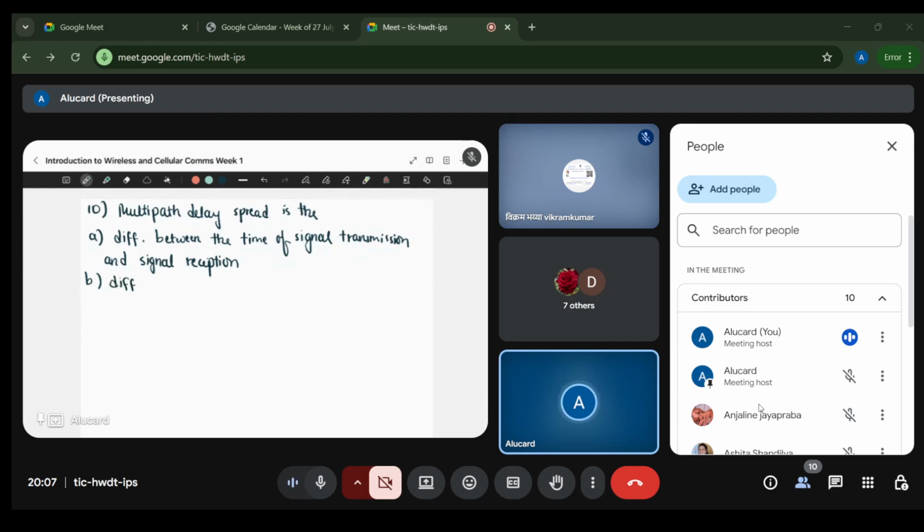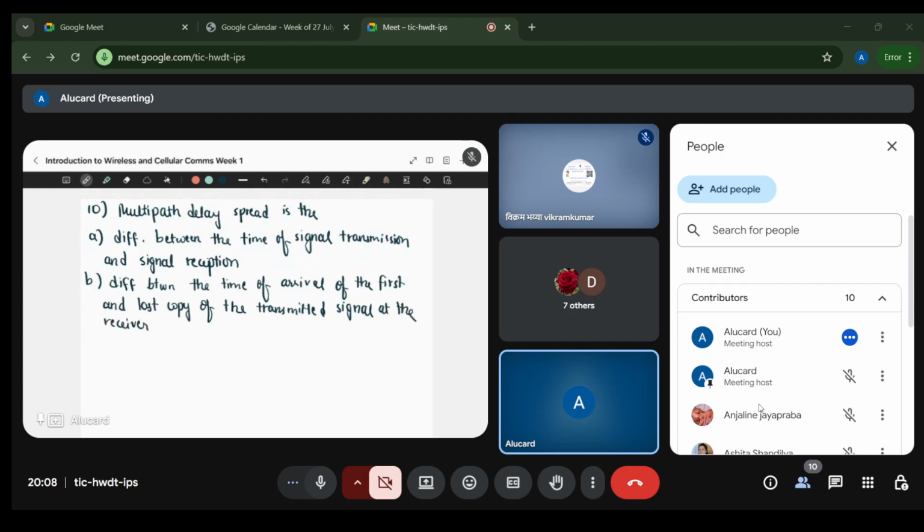Option B says the difference between the time of arrival of the first and last copy of the transmitted signal at the receiver, which is the definition of multipath delay spread.